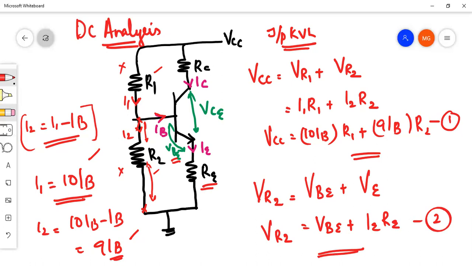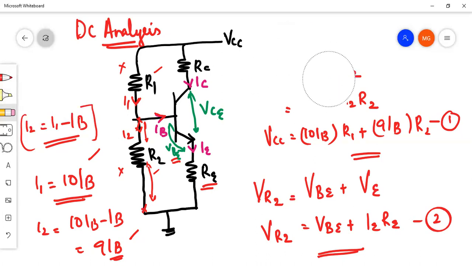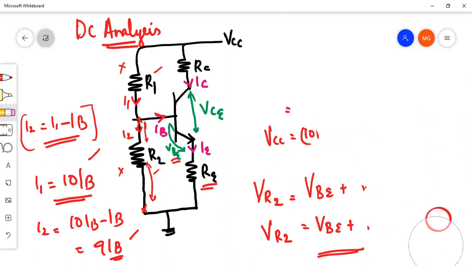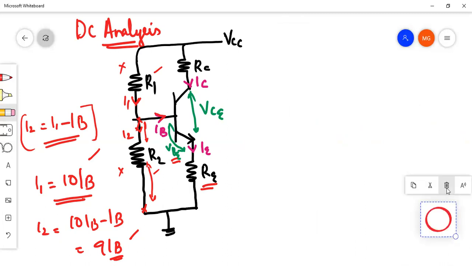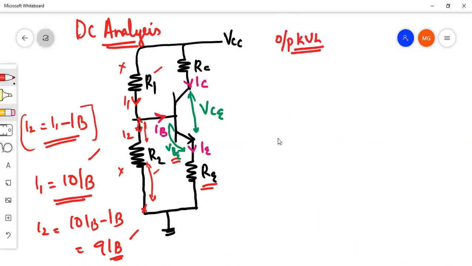Next, I need to plot the output loop. I need to take the output loop equations. This considers the input loop. Next, I need to consider the output loop. What is the output loop? The output loop is the output KVL. We are considering the output KVL.